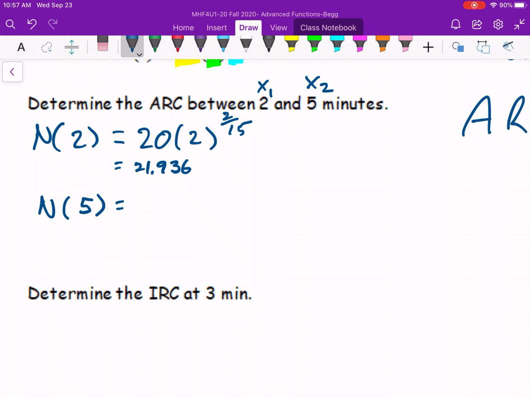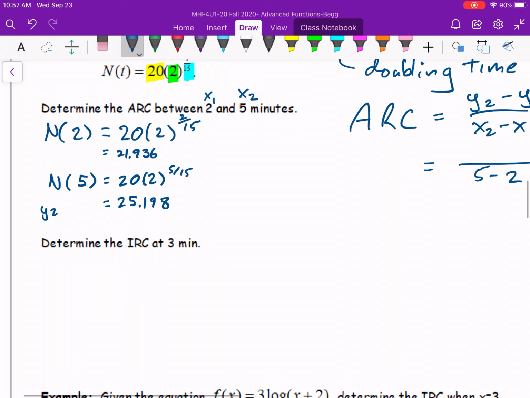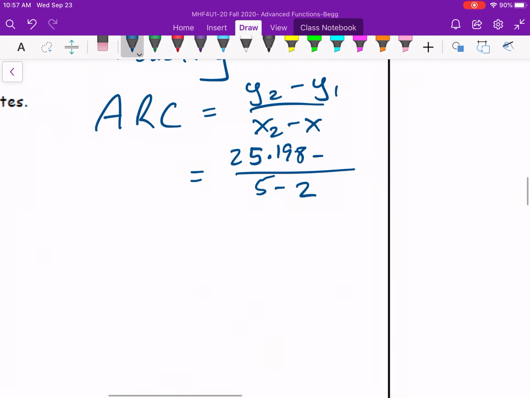So for this one, 20 times 2 to the exponent 5 over 15, which works out to be 25.198. So this is my y2 here, this is my y1 here, and so 25.198 minus 21.936.